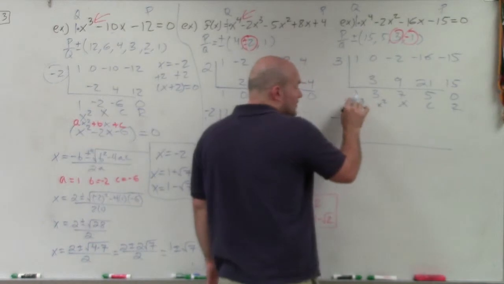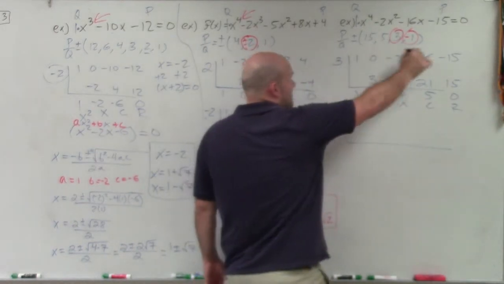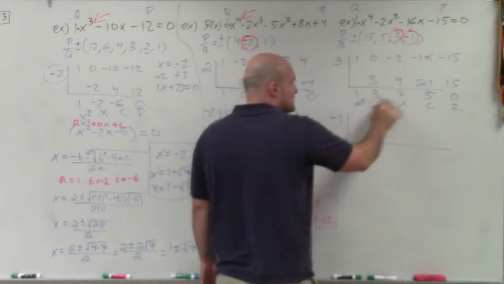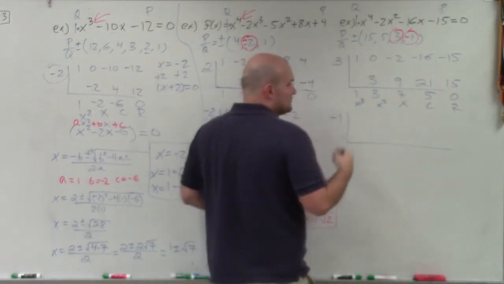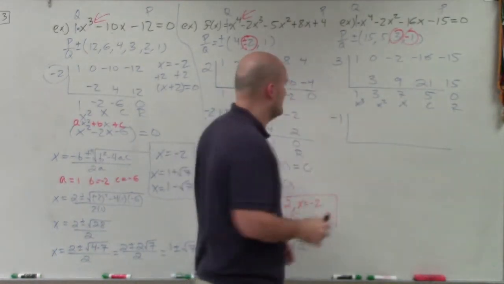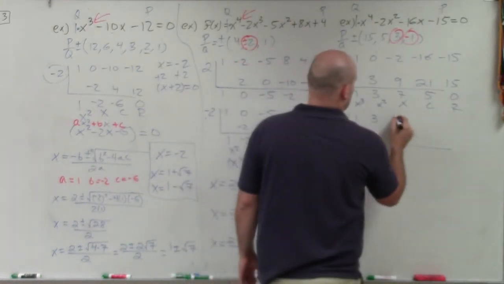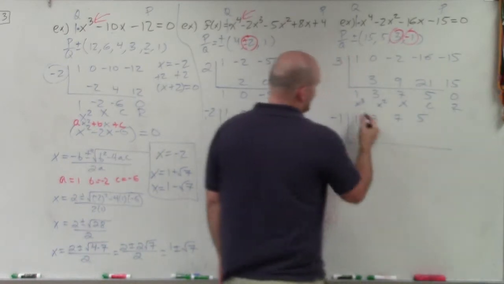And again, I'm only going to take the quotient. I'm not going to go back to my original problem. I'm going to go back to the quotient to further factor it down. So it's a smaller and smaller factor. So I have 1, 3, 7, 5. So I bring down the 1.